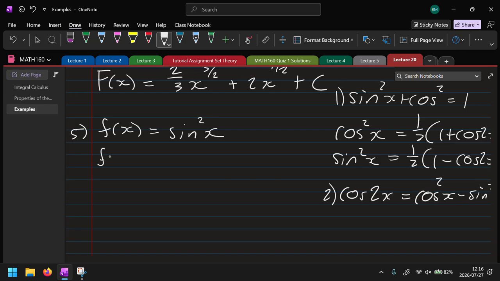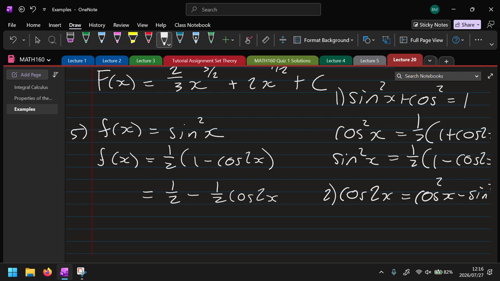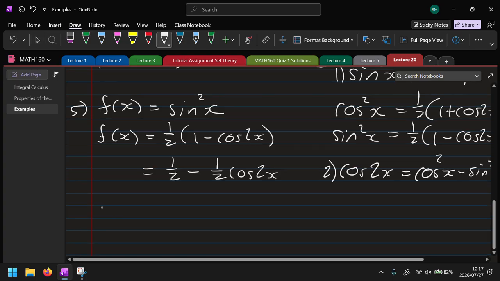So here we're going to rewrite this. This is going to be 1/2 (1 minus cos 2x). A little bit of rearranging, and now we know what to do. We know how to work with the half. We know how to work with cos. We can put down the answer.